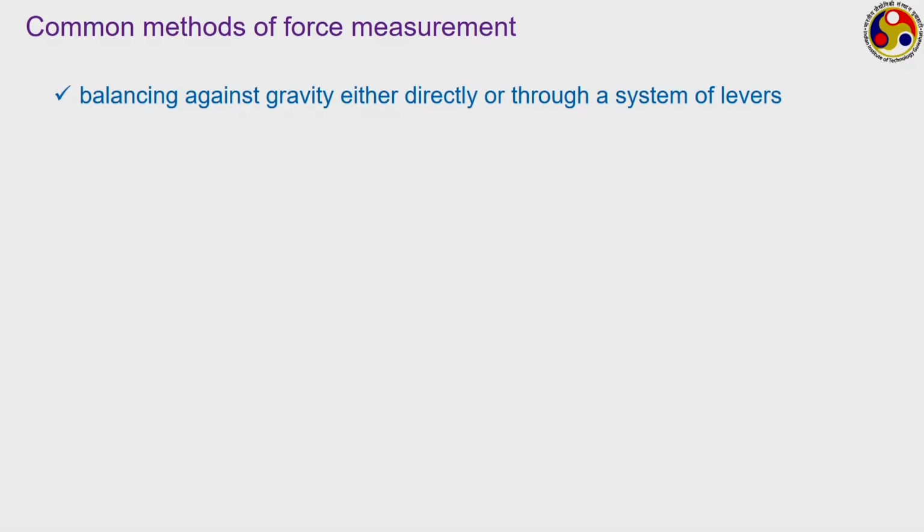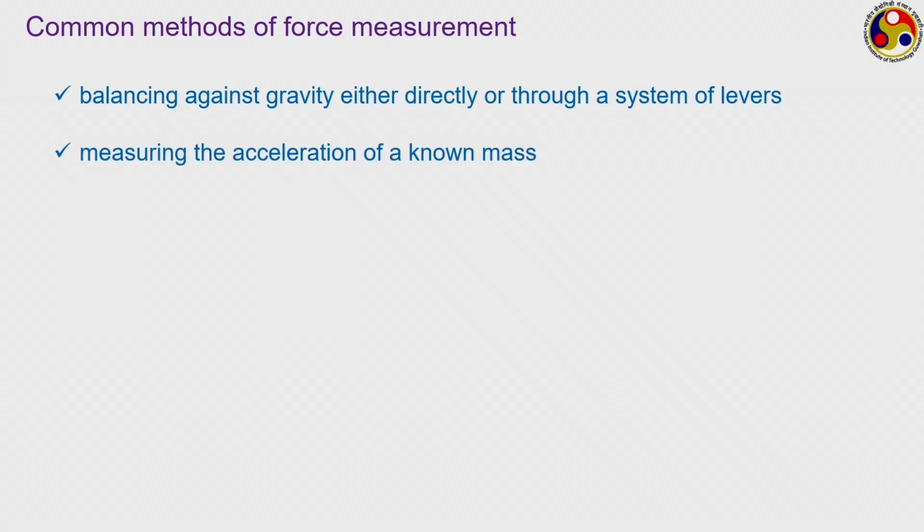Now, the common methods of force measurement. There are several ways we can measure force, and you have to remember that we are always trying to play around with a mass and the corresponding acceleration to get the magnitude of force. Depending on what kind of acceleration we are talking about, the measurement principle may vary. The most common method is balancing against gravity, either directly or through a system of levers. Then there is measuring the acceleration of a known mass, so that mass into acceleration becomes a force.